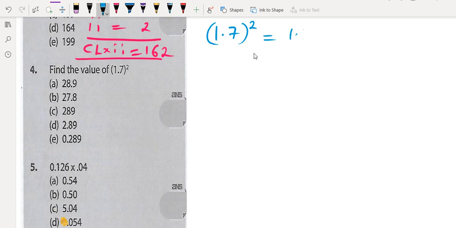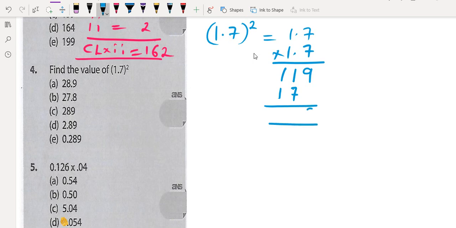1.7 times 1.7. Okay, square means multiply the thing by itself twice. So 7 times 7. Write down 9 and hold 4. 7 times 1 plus that is 4. Good. Boys, I can't hear your voice. 1 times 7, 7. 1 times 1, 1. So give us a total of what? 9, 8, 2.